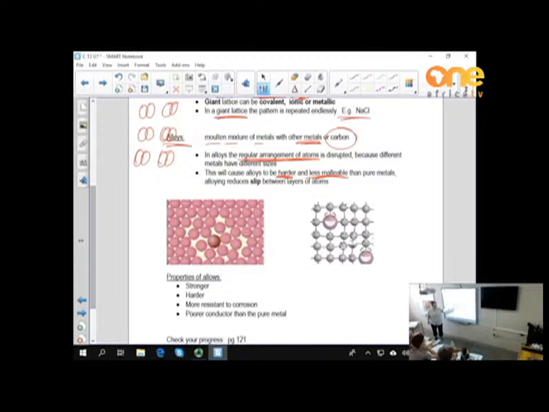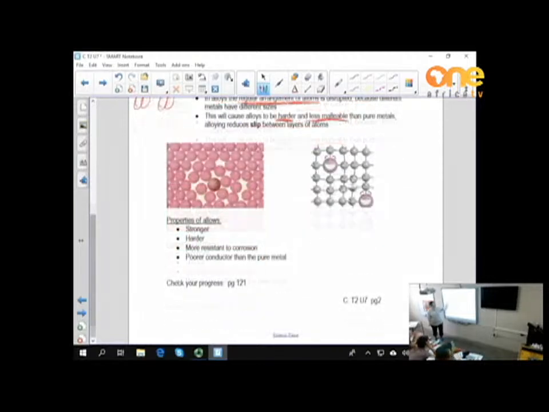But if we have alloyed it, there are different sized atoms and the layers get stuck, they can't slide. So alloys are generally harder and less malleable. Properties of alloys: they are usually stronger and harder and more resistant to corrosion, rusting. They are also poorer conductors than pure metals. Why would they be poorer conductors?